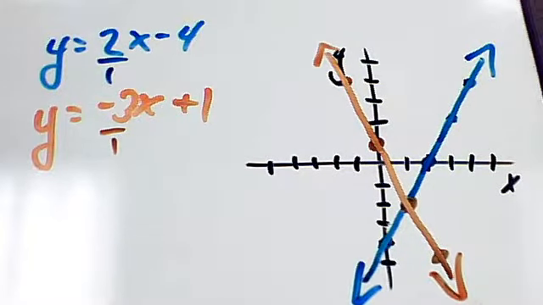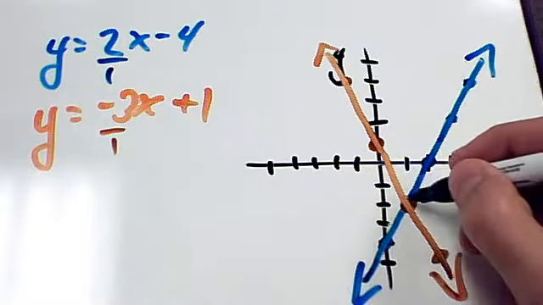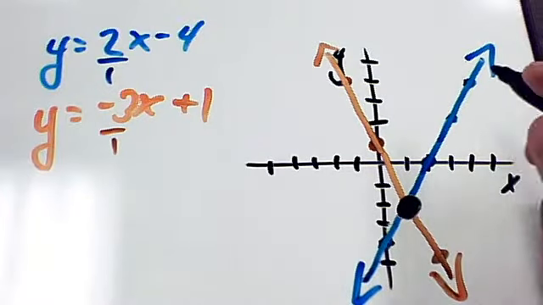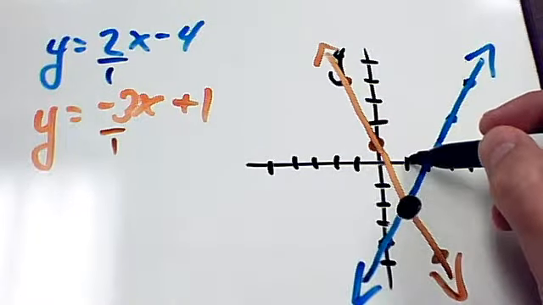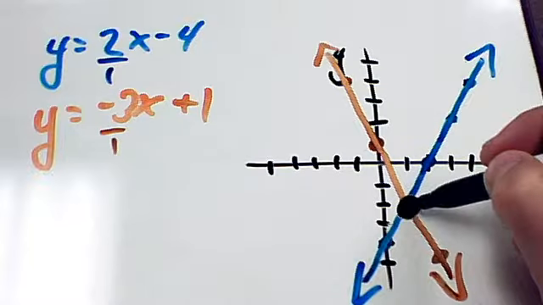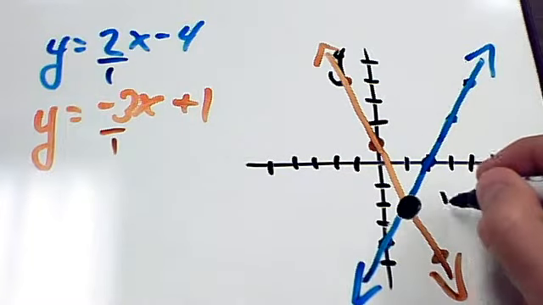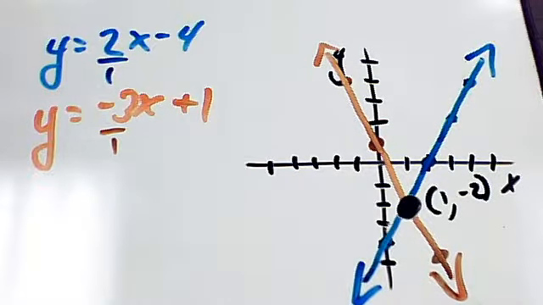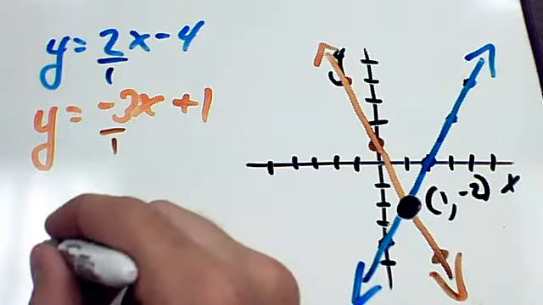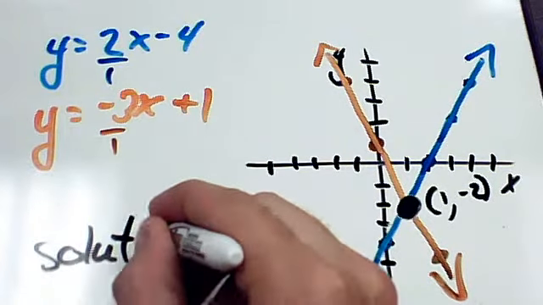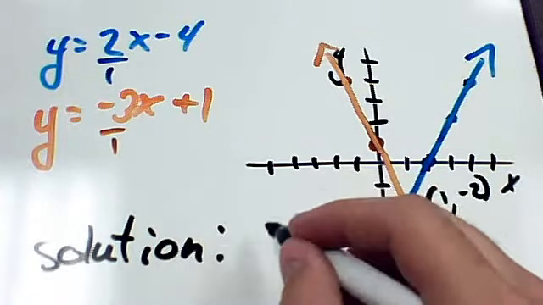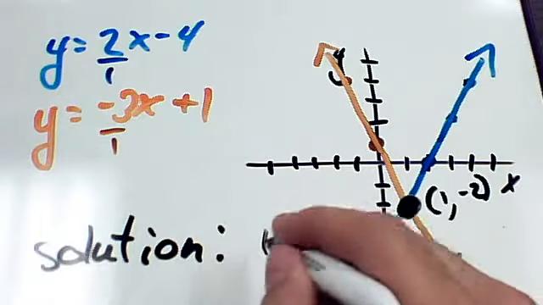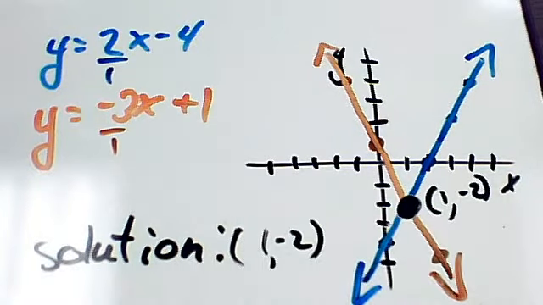Okay, so now solving the system, finding your answer, is just where the two lines cross. And we can see that it's this point right here. That point looks to be about when x is 1, y is -2. So this coordinate point is at 1, -2. So then our answer, or our solution, is 1, -2. It's a coordinate point.